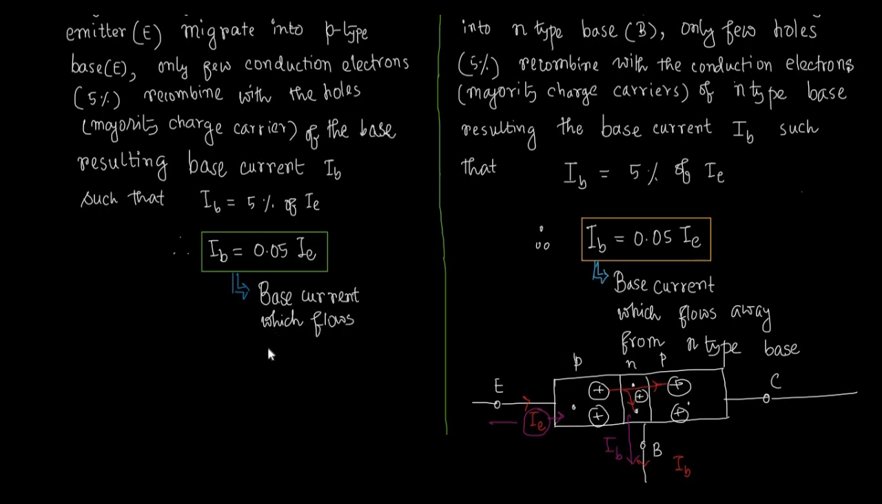On the left hand side, IB is the base current which flows into p-type base. Base current IB for NPN transistor flows into p-type base.